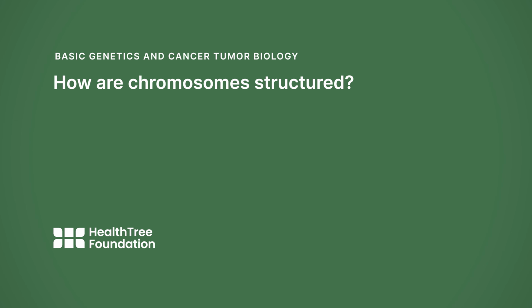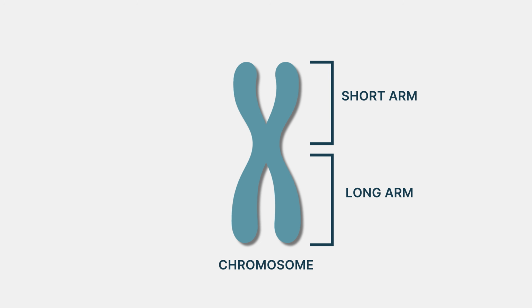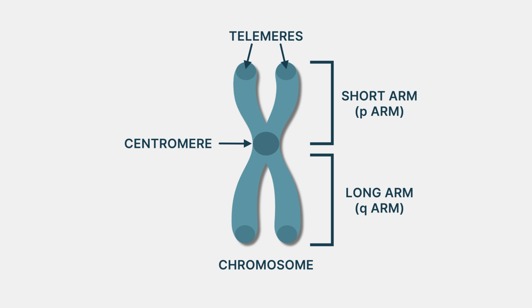How are chromosomes structured? Every chromosome, as you'll see in the pictures, has what look like these arms. And some of the arms are longer and some of the arms are shorter. So the ends of chromosomes are called the telomeres. The middle of the chromosomes are called centromeres. And there are different arms of the chromosome. We refer to them as the Q or the P arm.